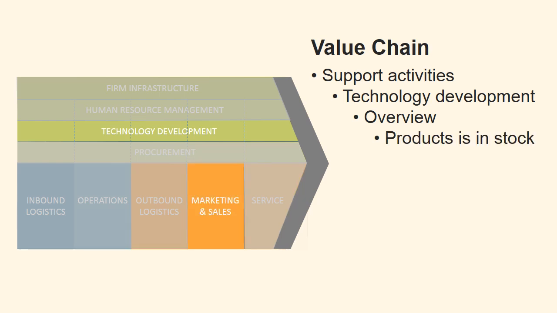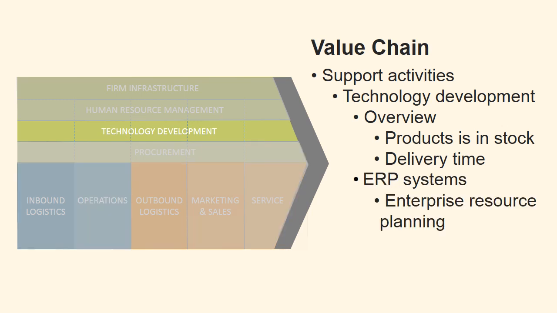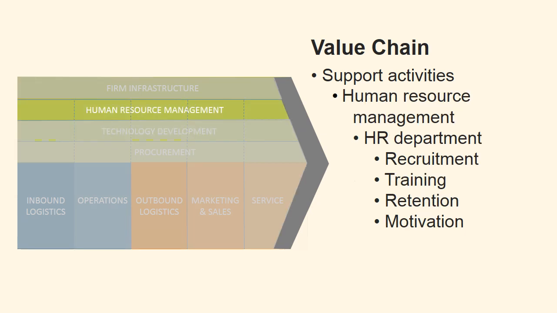The sales department has the opportunity to see whether the products that the customer demands are out of stock, how far they are in production, and when they can be delivered. It may involve ERP systems that bind the entire organization's information together. Support activity, human resource management, includes recruitment, training, retention, motivation of the firm's staff.